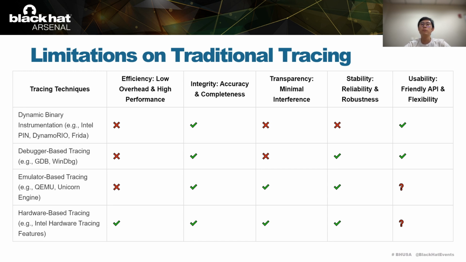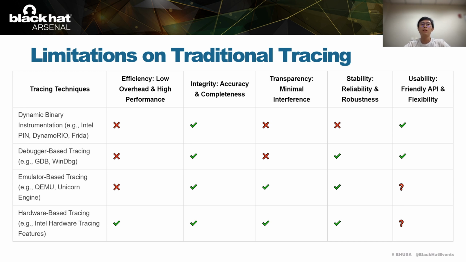The next one is transparency. Debuggers use some special system calls to attach to the target process, so the malware can detect if you're using those system calls to attach to it. So the transparency is not quite good, but it is very stable because it can be used across multiple platforms, and no matter how large your program is, the debugger always works, because that's how they've been developed and debugged.